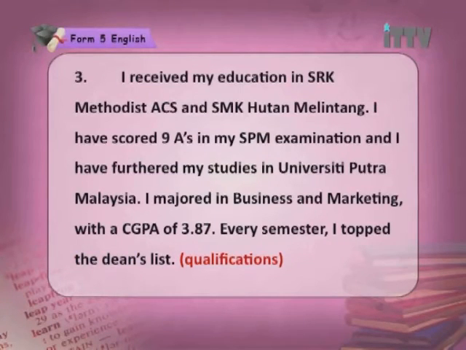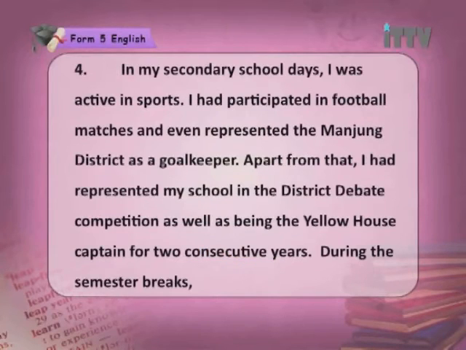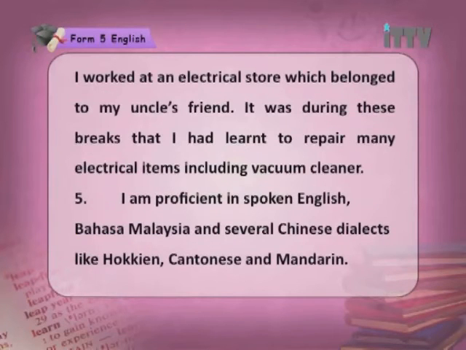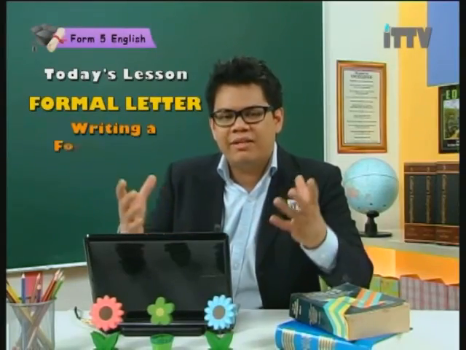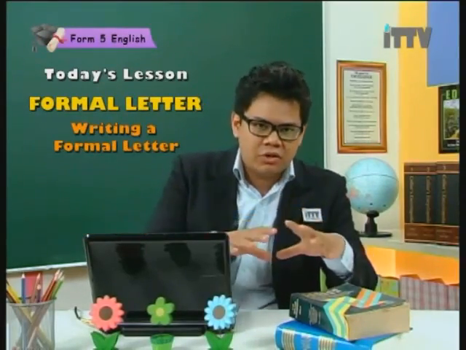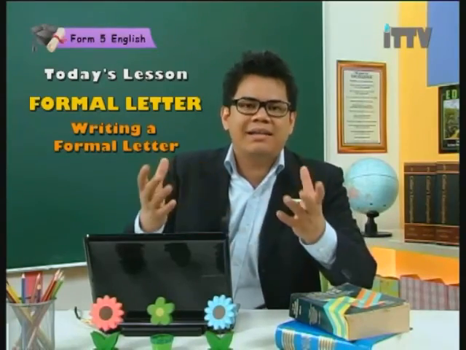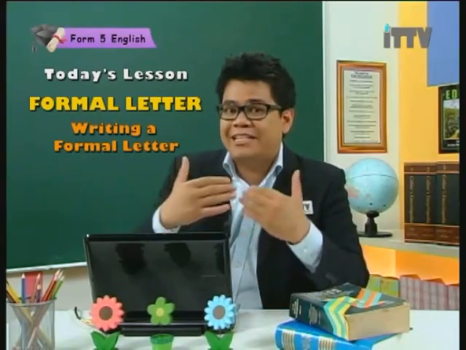Third paragraph, your qualifications. So you tell them about your qualifications. Fourth paragraph, he speaks about football, being a goalkeeper. He also talks about being in the debate competitions. Then we have the electrical store where he used to work and he learned how to fix vacuum cleaners. So here we have relevant experience. So this adds on to it. So you have another paragraph and you're telling them about other things that you have done that are relevant.